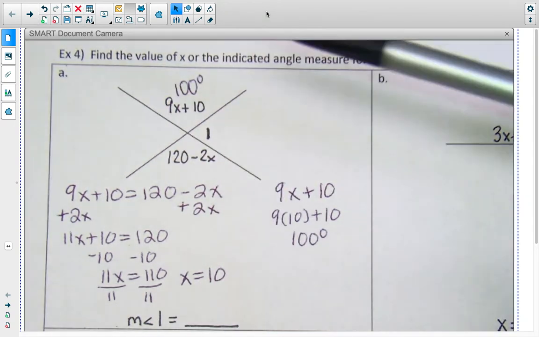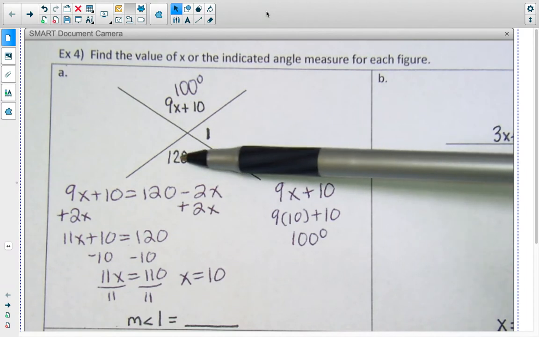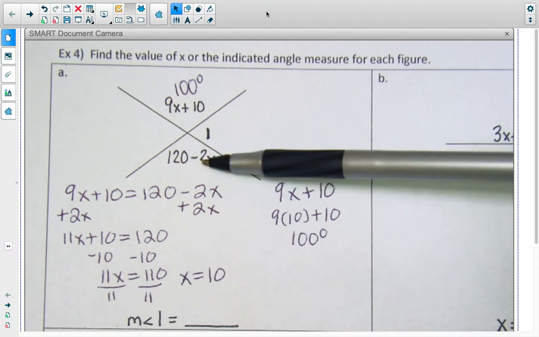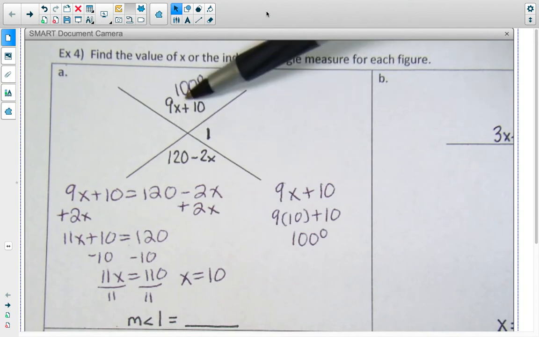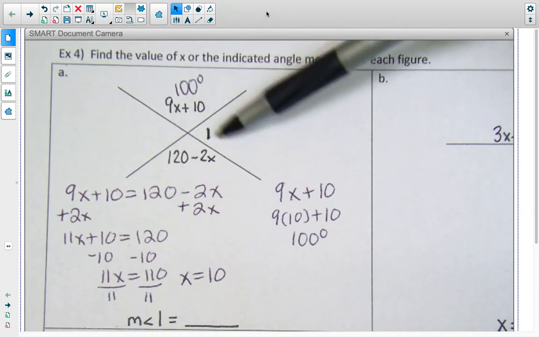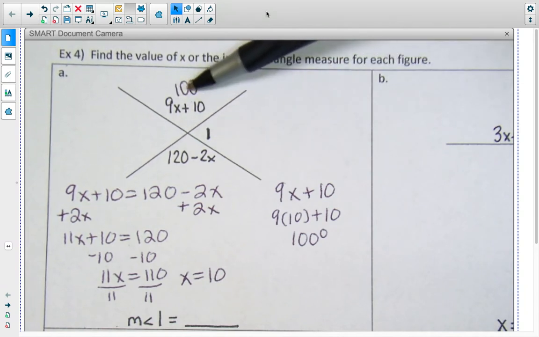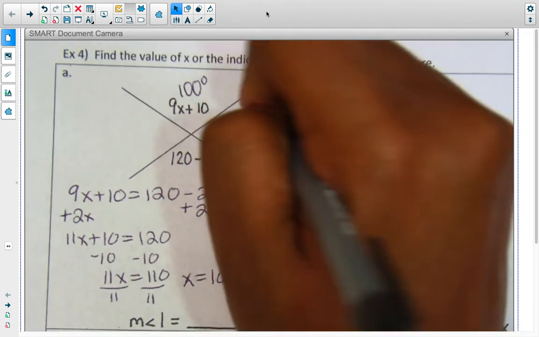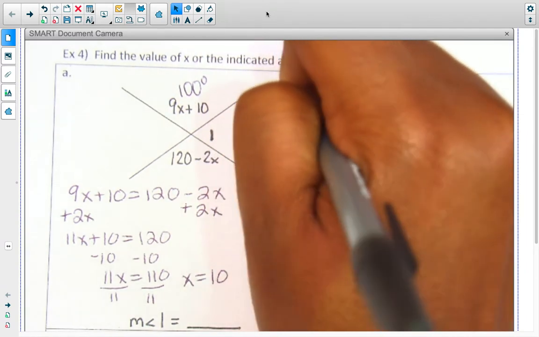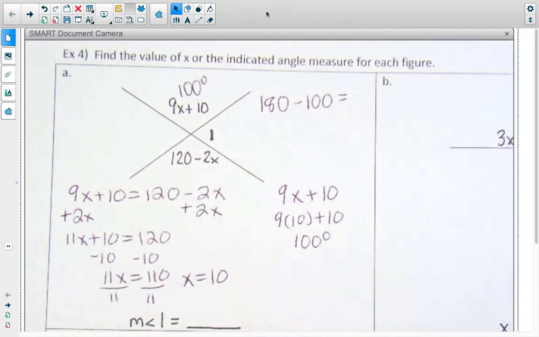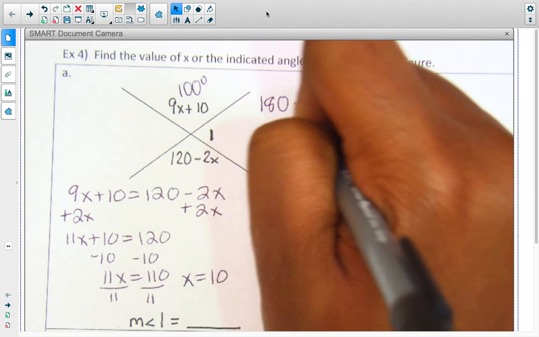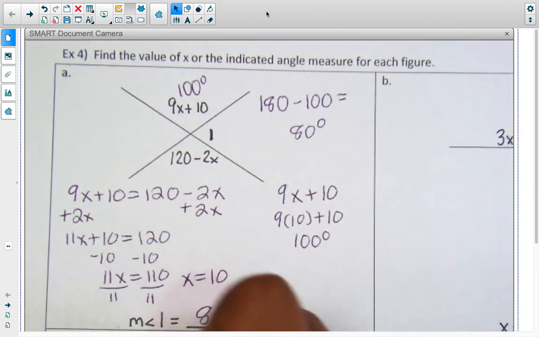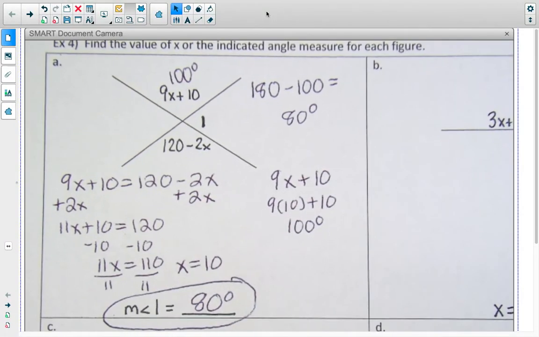And these also are vertical angles, so technically I also know that this angle is 100 as well. So we now can do a linear pair. These 2 angles are beside each other. So if this is 100 degrees, and I'm trying to find the measure of angle 1, then I would do 180 minus 100. And the measure of angle 1 is 80 degrees. So the measure of angle 1 is 80 degrees.